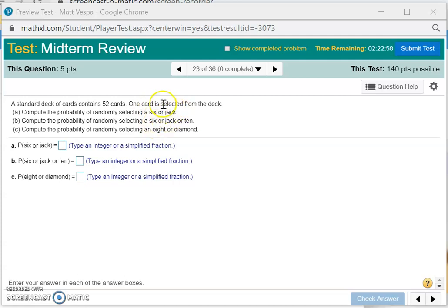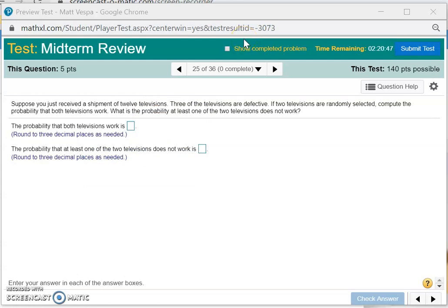Or, we associate or with addition in probability, right? So that means I'm going to calculate the probability of finding a 6. I'm going to calculate the probability of finding a jack. I'm going to add them. Then you jump to this one.